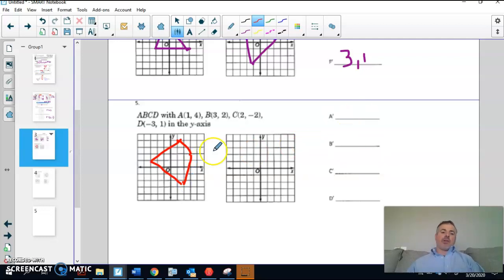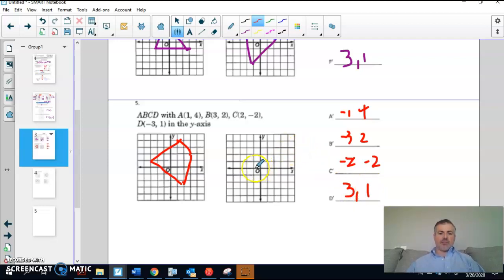So now if I'm flipping it over the y-axis, remember the x value changes, y value stays the same. So the x value is going to be opposite. So -1, keep the y value the same. B, again, opposite in x value would be -3. Keep the y value the same. Then change the x value. Keep the y value the same. And then change the x value. Keep the y value the same.